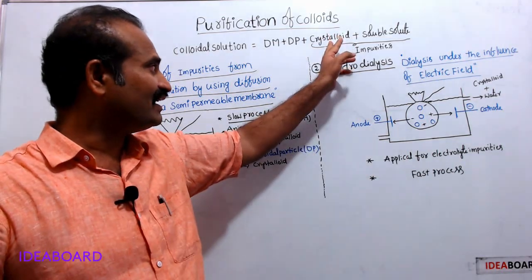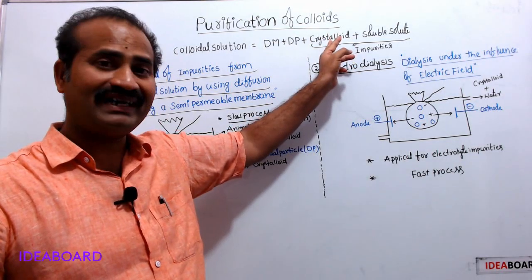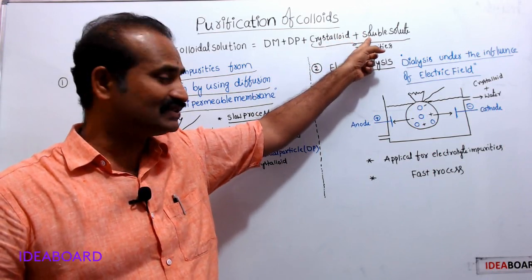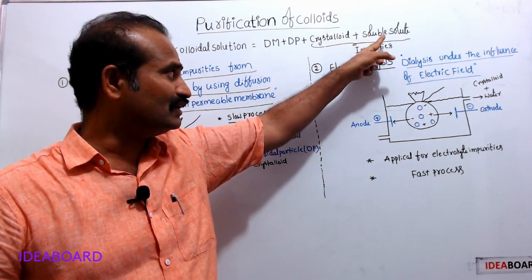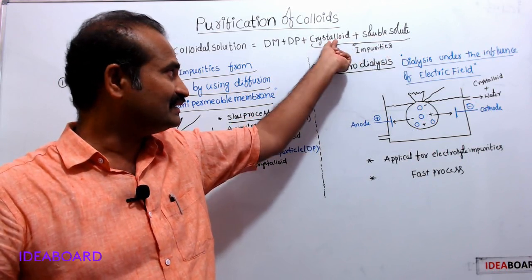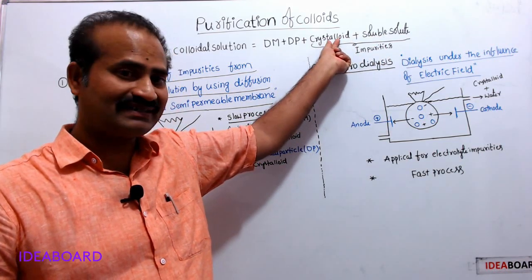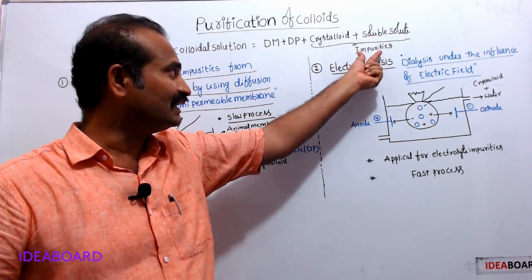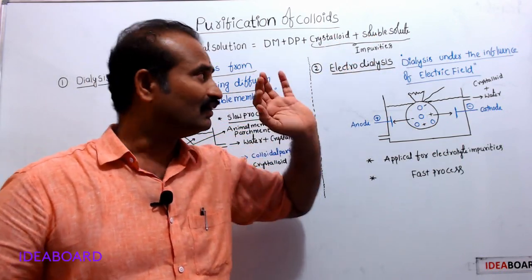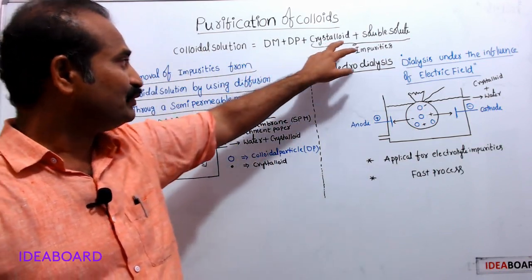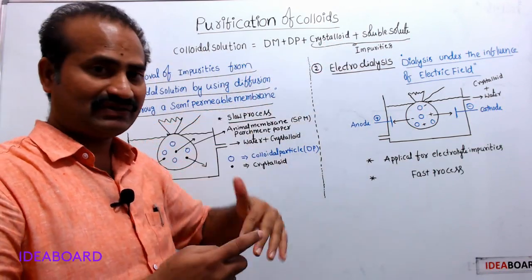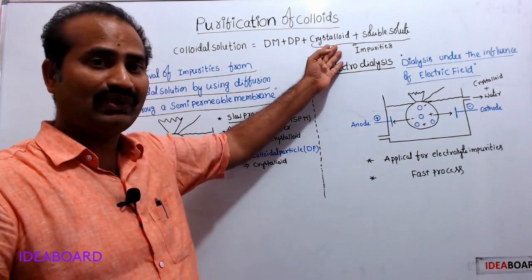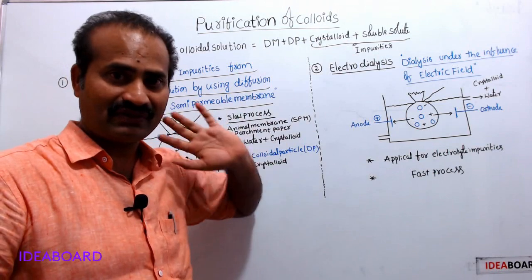So crystalloid particles, which are also called true solution particles, and along with these some other soluble impurities will be present. These are ions. Because these crystalloids are nothing but electrolytes, they are small molecules. These collectively act as impurities here. These impurities may destabilize the colloidal solution, may decrease its stability. That's why we need to remove these impurities from the colloidal solution.